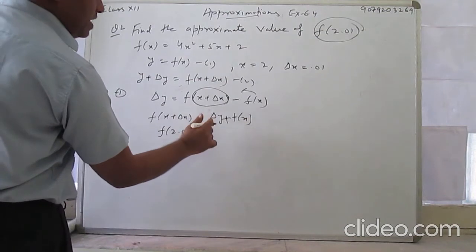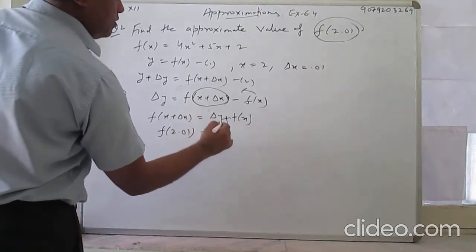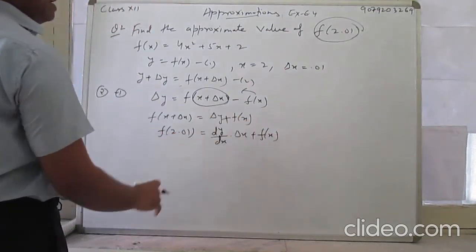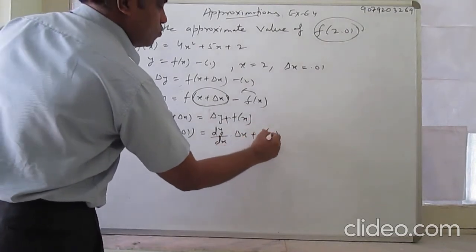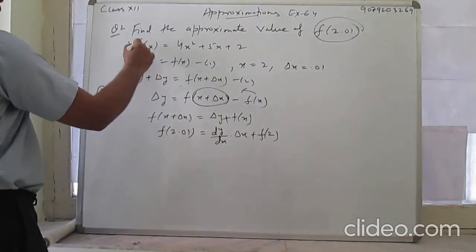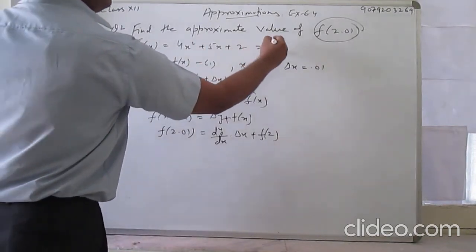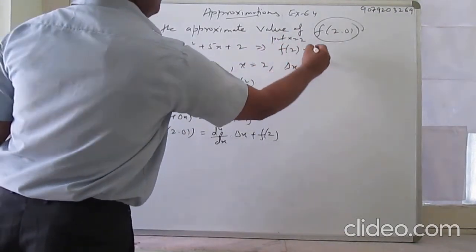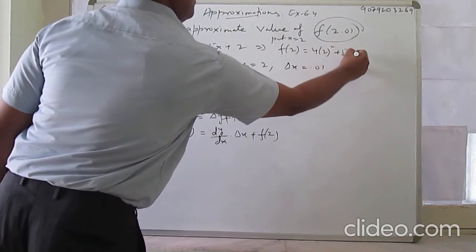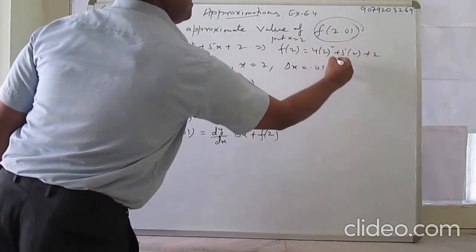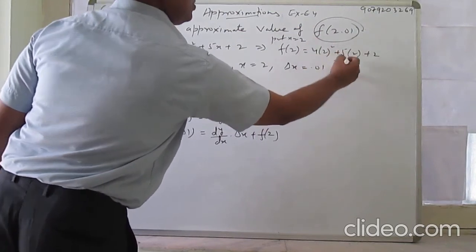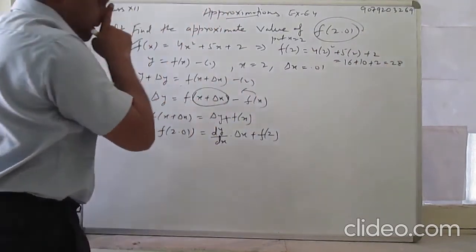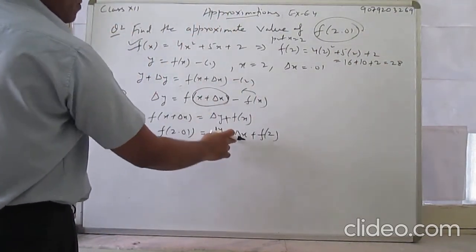Now what is delta y? The differential of delta y is dy, and dy is equal to dy/dx into delta x, plus f(x). What is the value of f(x)? It is f(2). How will you calculate f(2)? Put x equal to 2 in this: f(2) is 4 into 2 squared plus 5 into 2 plus 2. That is 16 plus 10 plus 2, which is 28. So f(2) is 28.